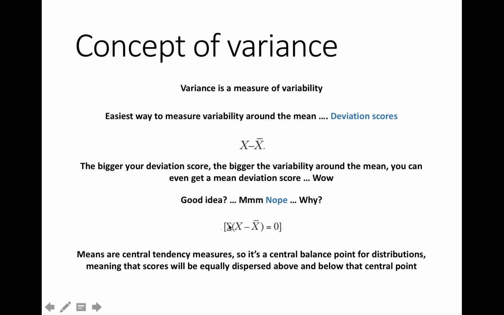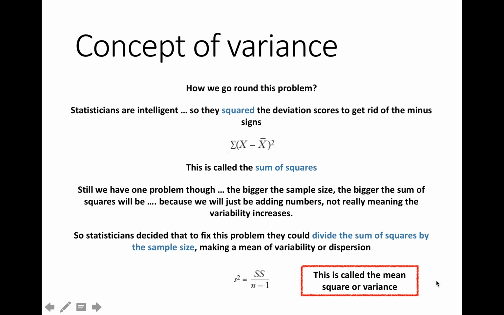Because if you get a mean deviation score, you'll probably get 0. This is because means are central tendency measures, so the mean is a central balance point for distributions, meaning that scores will be equally dispersed above and below the central point. So you will have negative numbers and positive numbers, and when you add up all those differences, it will add up to 0, which is of no help at all for us. So how do we get around this problem?